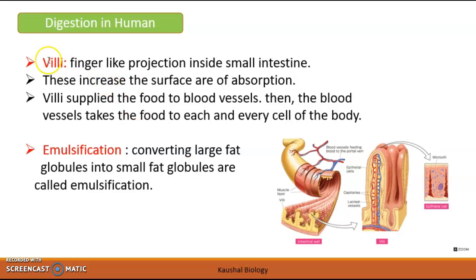विली के ऊपर क्वेश्चन आता है लोकेशन, तो स्मॉल इंटेस्टाइन क्या है? फिंगर लाइक प्रोजेक्शन, और इसका फंक्शन क्या है? ये ध्यान रखने जैसा चीज है.